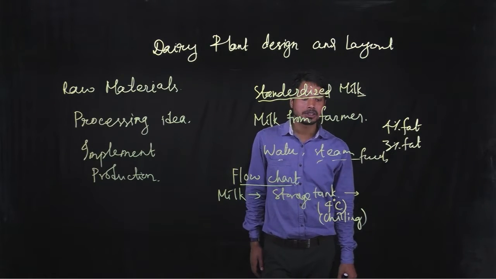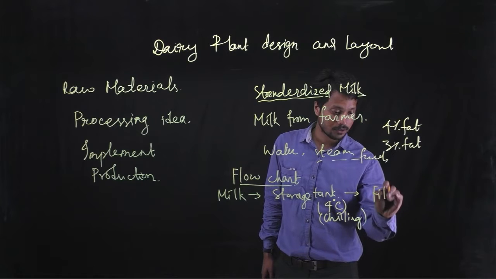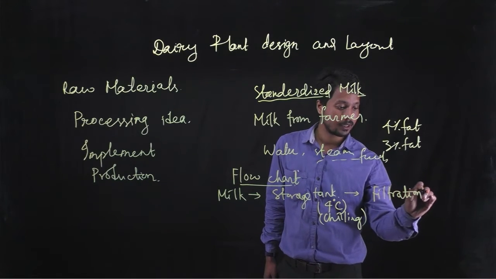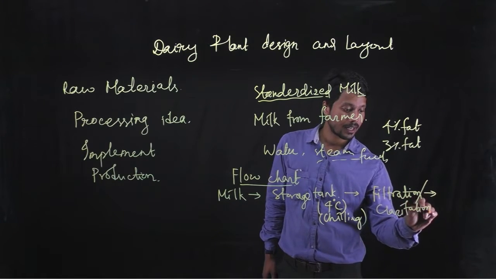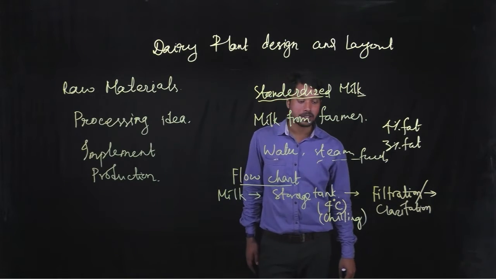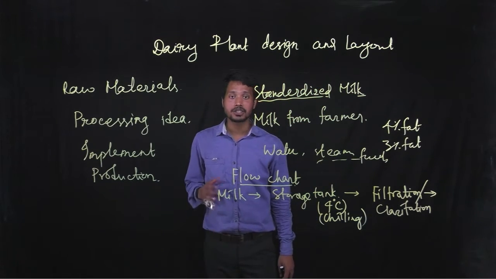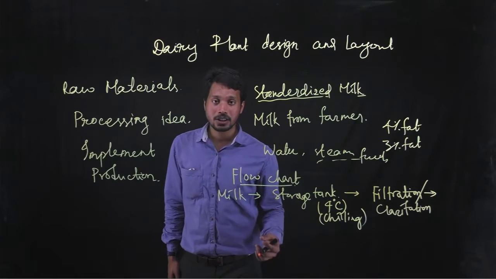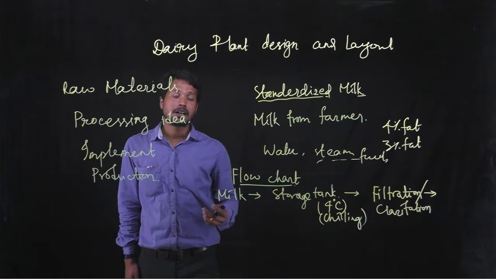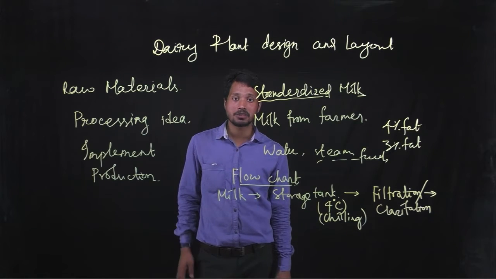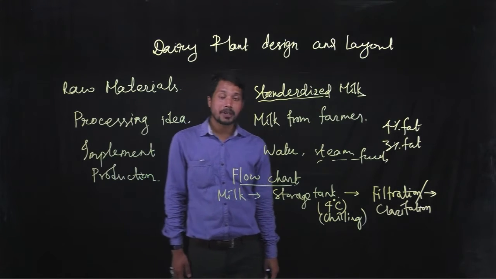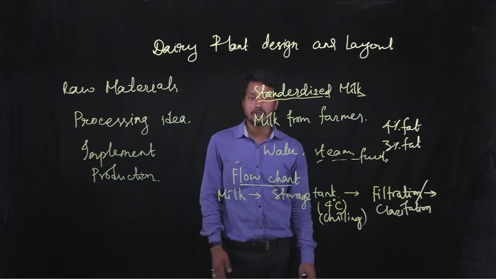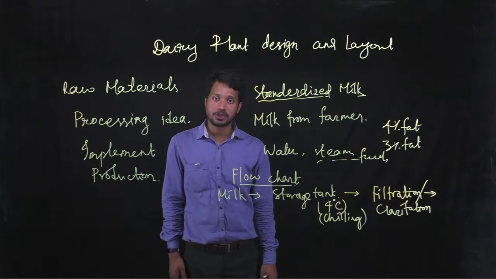After storing the milk in the storage tank, we can go to the next processing operations to produce standardized milk. You can do filtration, which is also called clarification. What is the need of this filtration or clarification? Because in freshly drawn cow milk, you find some unwanted particles, some dust or stones, some heavy metals, which are a health hazard. So we must filter the milk and remove all the unwanted materials from it.